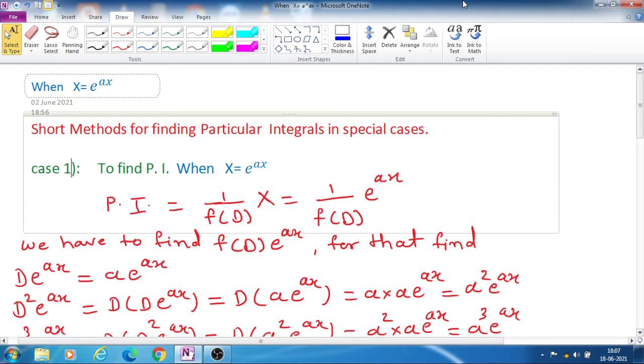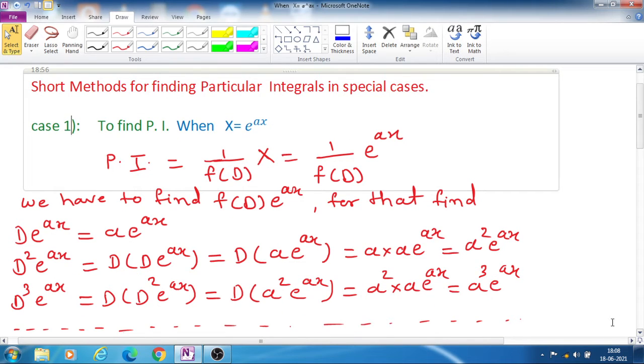That is, the first case we take is when capital X is equal to e raised to ax, or to find PI when capital X is equal to e raised to ax. So we derive this method. There will be 8 marks for derivation, so listen carefully.